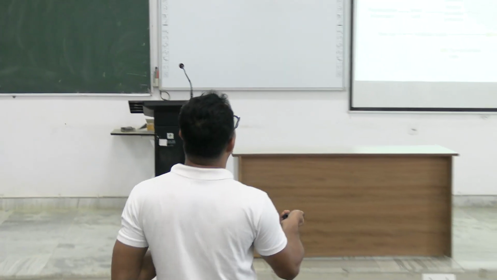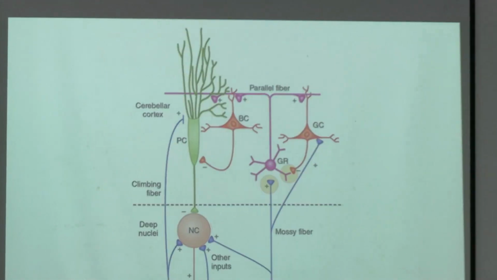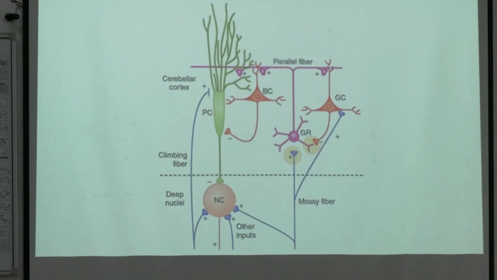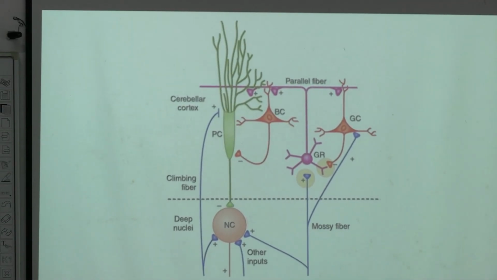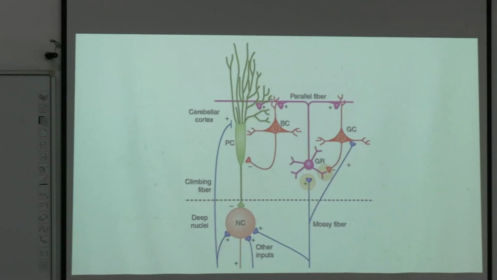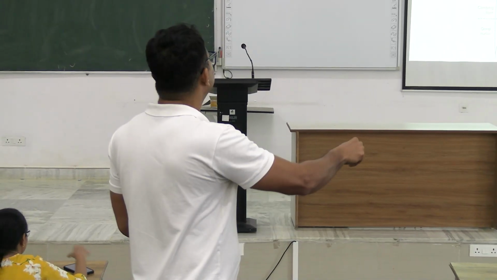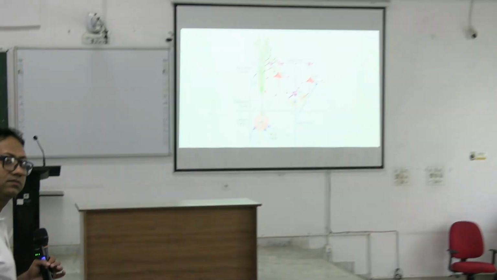Now we are coming to the most important long question for you, drawing these connections. Remember, Purkinje cell is the most important cell in cerebellum, and that is the largest cell. So here you see the Purkinje cell, PC. It is the largest cell, right?